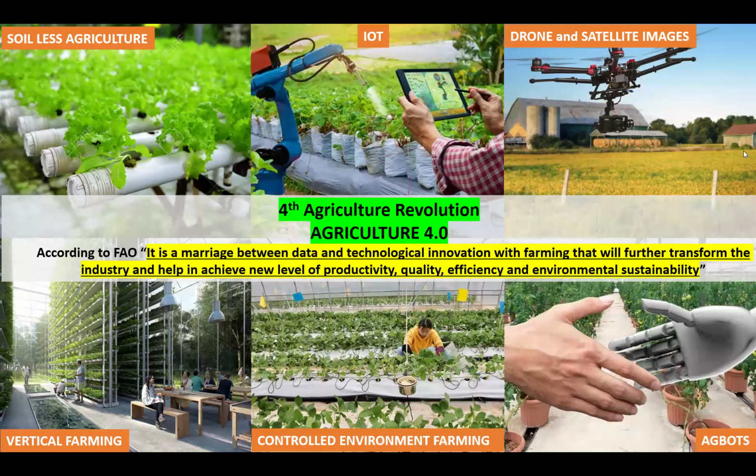Currently, we are in the fourth agriculture revolution, where it's a marriage between data and technology to do agriculture. Why is this happening? Because there was always a need, there was a demand. Like in the first revolution, the farmer wanted to become self-sustained and grow his own food rather than hunting and gathering. There was a demand for that.